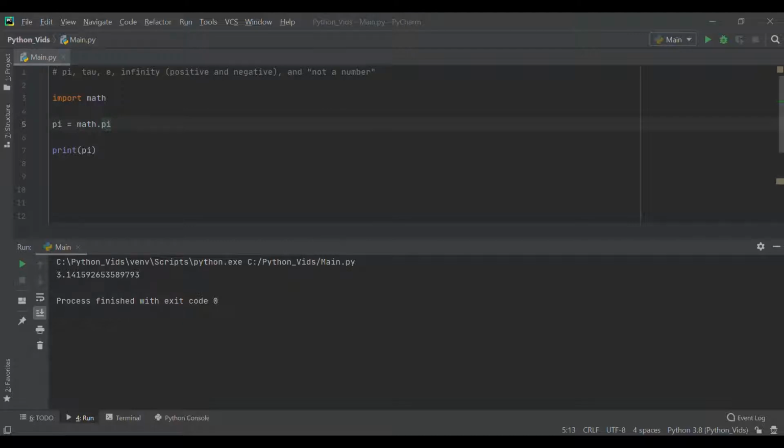Now, what kind of value is math.pi? Well, it's a float value. So to see that, let's just print out the type. You're asking the computer what's the type of math.pi, and then you're printing whatever it comes back with. And you see it is a float value.